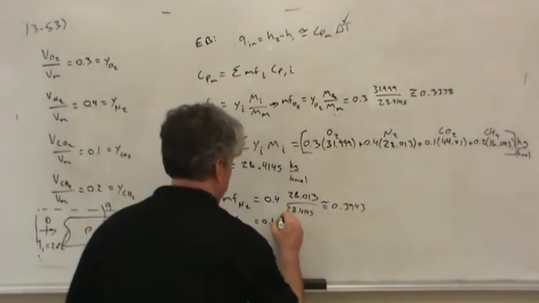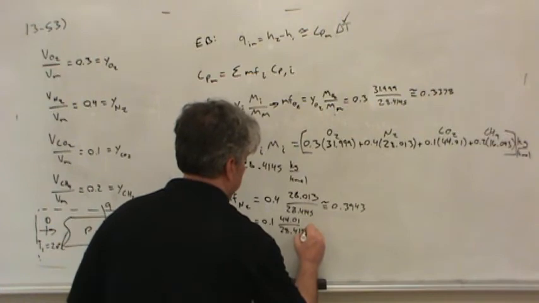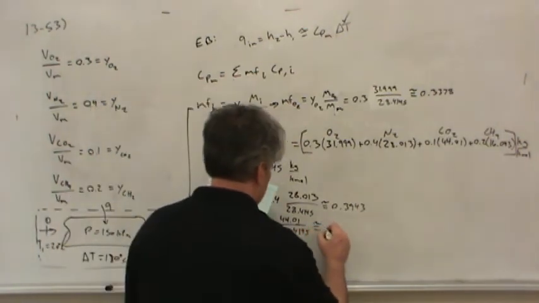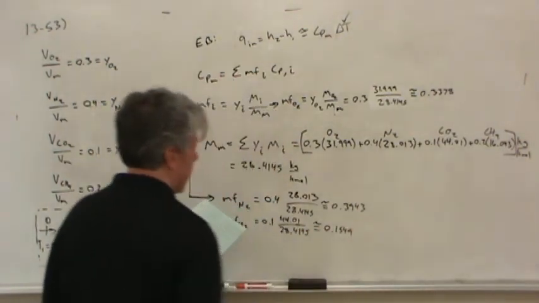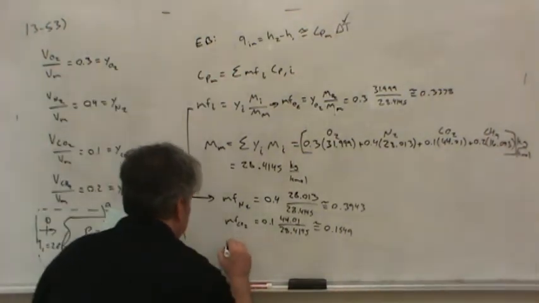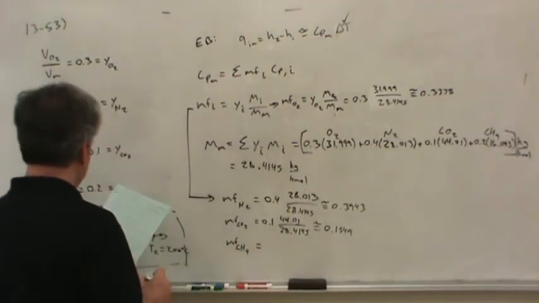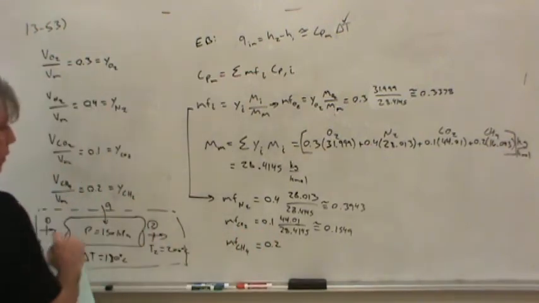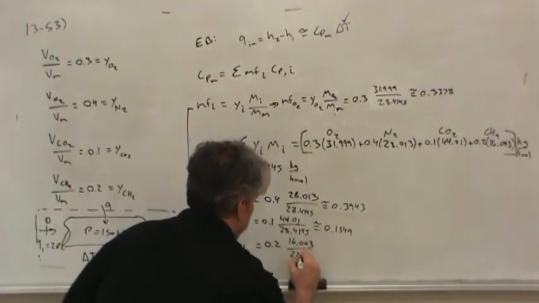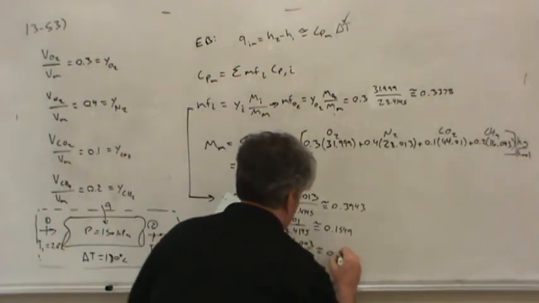Okay. The mass fraction of the carbon dioxide would then be 10%. The molecular weight of carbon dioxide, 44.01, divided by the apparent molecular weight of the mixture. Plugging all of this into a calculator, we come up with about 0.1549 as the mass fraction of the carbon dioxide. Finally, the mass fraction of the methane, CH4, would be 20%, which is the mole fraction, times 16.043 by 28.4145. That comes out to about 0.1129.